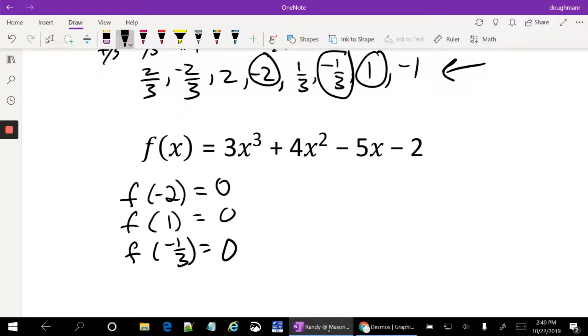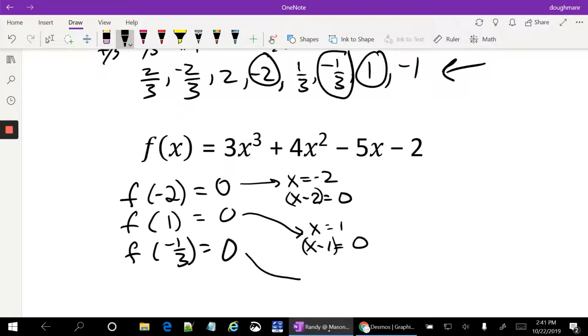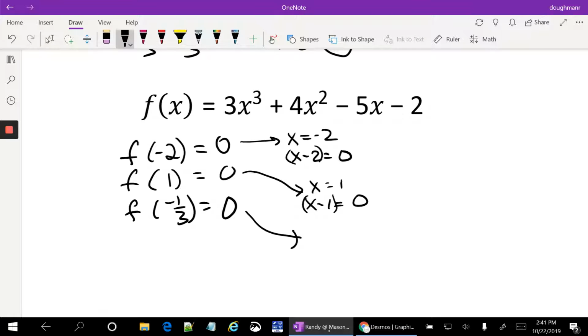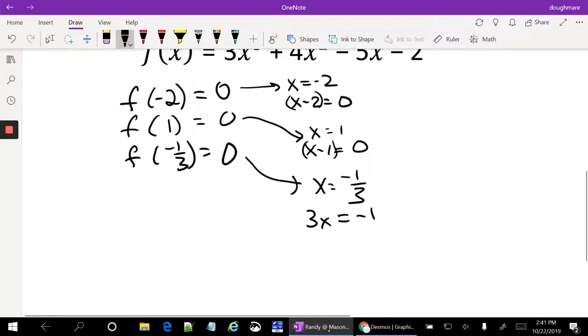All right, so this means that x equals -2, which means x plus 2 equals 0. So I've got a factor of x plus 2. Now that one means x equals 1. So x minus 1 equals 0. So there's another factor. And now this one, a little tricky. We know that x equals -1/3. So let's multiply by 3. 3x equals -1. Add 1 to both sides. 3x plus 1 equals 0.